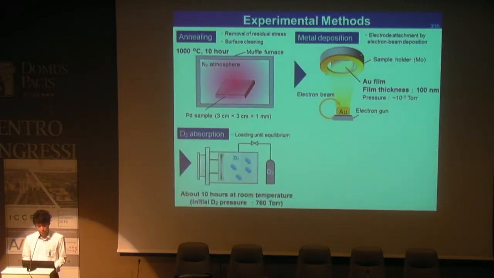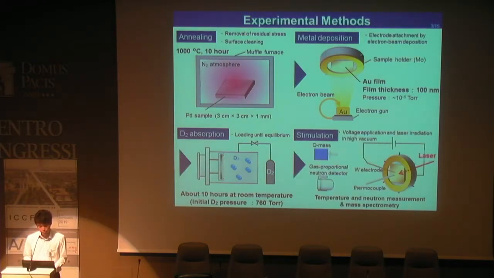After that, I load deuterium into the sample until the equilibrium by leaving it at room temperature for about 10 hours. Initial deuterium pressure is 760 torr. Finally, I apply voltage and irradiate the laser to the sample in high vacuum. Then, I measure temperature and neutron and do mass spectrometry. In the next slides, I'd like to describe our laser lineup for stimulation.